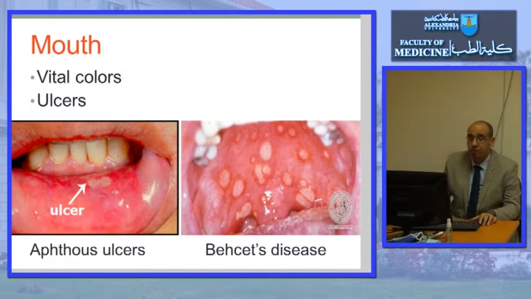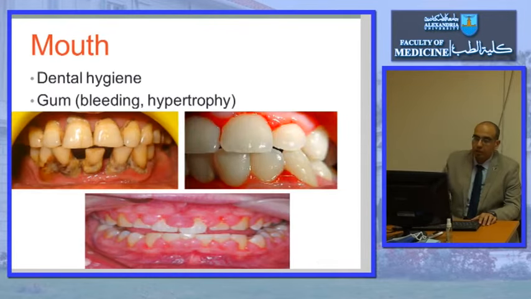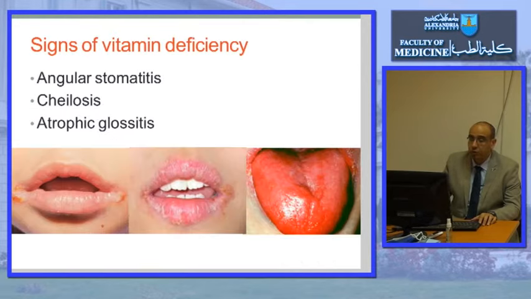Mouth examination is very important for us to detect the vital colors, as in cyanosis and pallor. And ulcers, this is aphthous ulcers, which is painful. This is oral ulcers in Behçet disease. Also in the mouth, we should comment on the gums and teeth. As we see here, there is dental caries, poor dental hygiene. Here there is gum bleeding, and here there is gum hypertrophy. It's common as a side effect of some immunosuppressive drugs, especially cyclosporin.